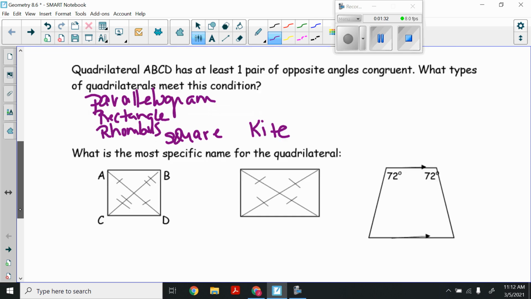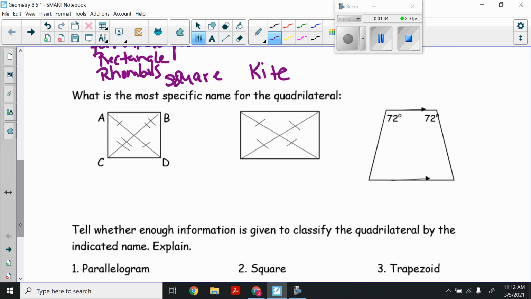So next we're going to look at pictures. What is the most specific name for the quadrilateral? In this very first one, what do we know? We know that the diagonals bisect each other. That's all that I know. I don't know anything about the sides being congruent, and I don't know anything about any of those angles. So all I can say about this one is that it is a parallelogram.